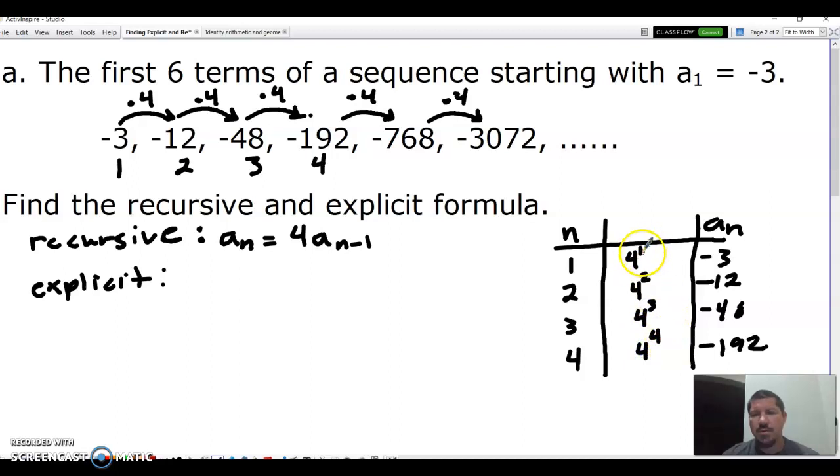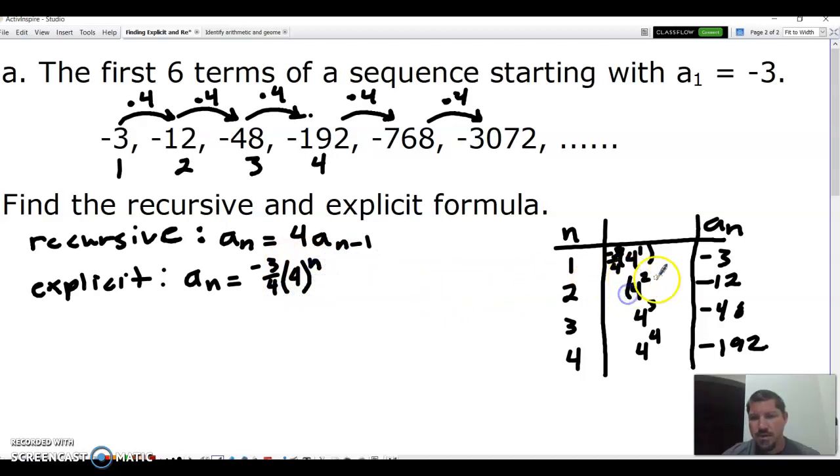Okay, well, 4 raised to the first power, right, is 4. I need to be able to get down to 3. Well, how do I take 4 down to negative 3? I'm going to multiply this whole thing, right, by negative 3 over 4. Okay, that way the 4's cancel, leaving me with the negative 3. So the explicit a sub n is now negative 3 over 4 times 4 to the n power.